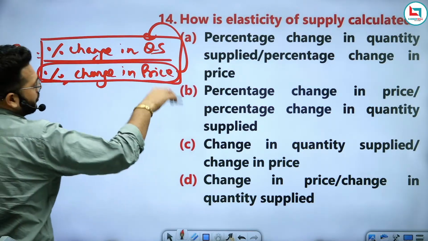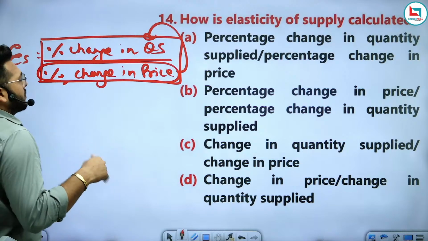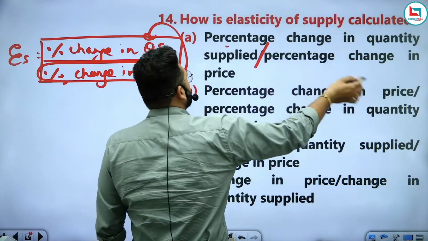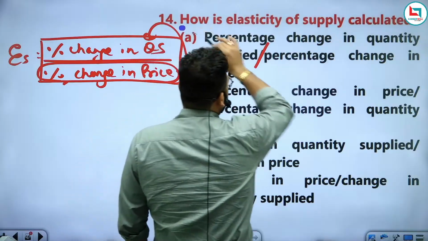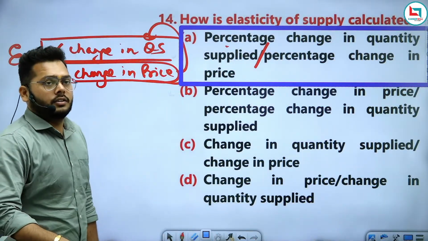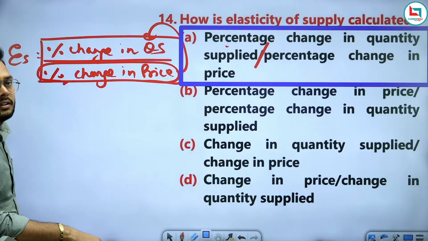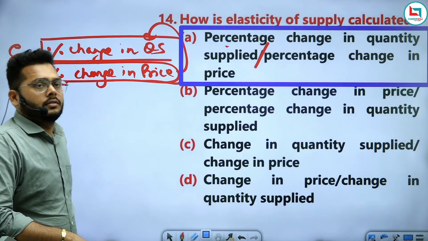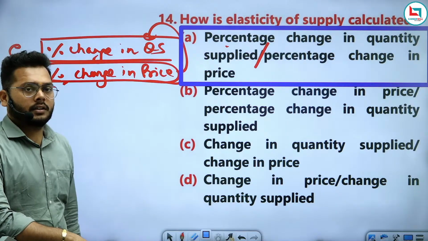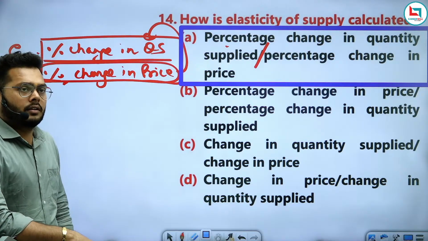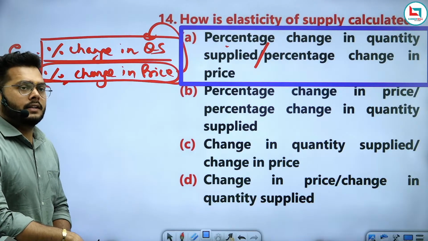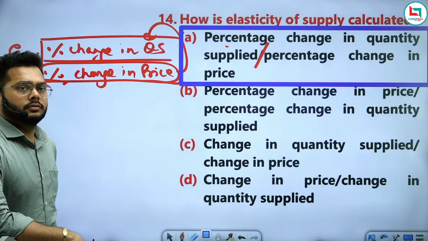So this is the exact formula. In which option are you finding this exact formula? Percentage change in quantity supplied upon percentage change in price. So the first option is very much correct. So this will be your right answer. Am I clear or not?